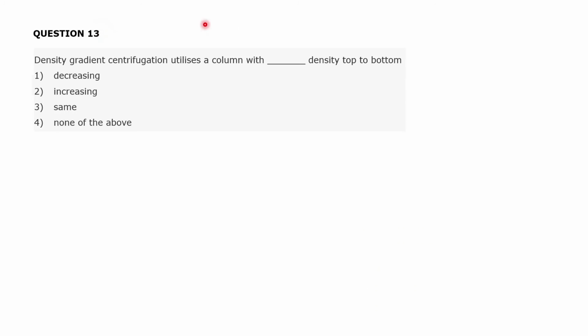Question number 13. Density gradient centrifugation utilizes a column with dash density from top to bottom. The options are decreasing, increasing, same, or none of the above. Which might be the answer? Density gradient centrifugation, we have discussed this before. Yeah, so the answer to this question is increasing, option number 2.